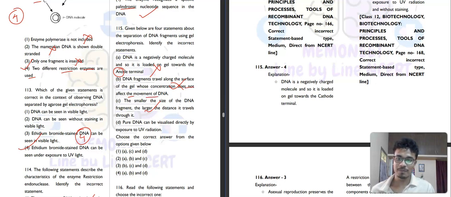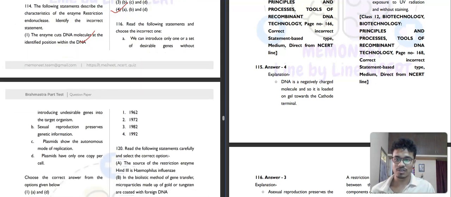Then pure DNA can be visualized directly. No, not directly. It should be ethidium bromide stain. We have just seen this question. This is also not correct. So which are the incorrect ones? A, B, D are incorrect. The fourth option will be our correct answer.